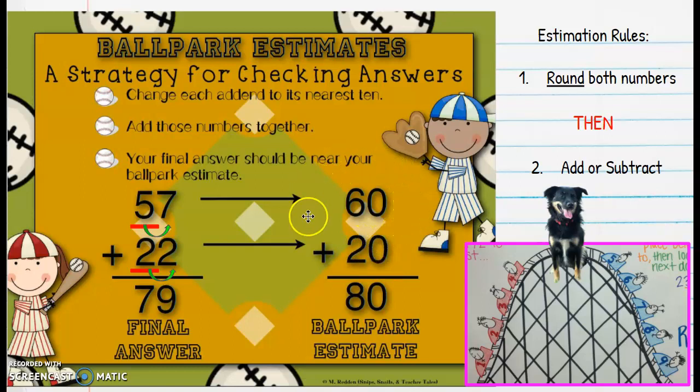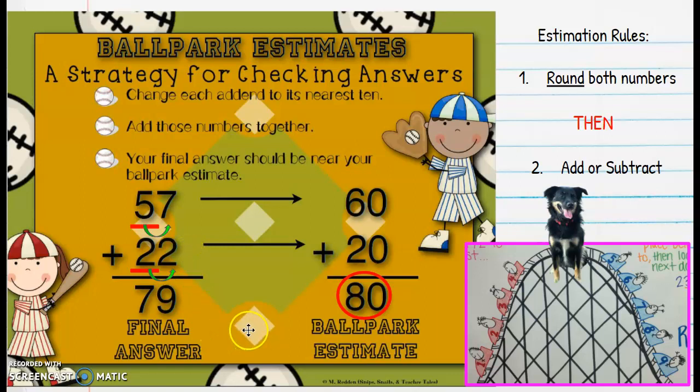So we've rounded both numbers, just like step 1 is up here. Then we need to add or subtract those numbers. They're telling us to add, so we're going to add 0 plus 0 is 0, and 6 plus 2 is 8. So that brings our ballpark estimate to 80. So the answer here is 80, and that's going to be our estimate of 57 plus 22.